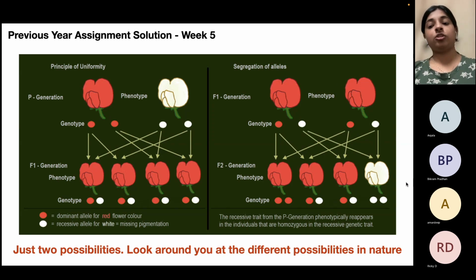This time in the progeny, you can see that there are four different types of genetic material that can be present, and there are different phenotypes also that can be visualized. In fact, there is presence of a recessive type as well, which was hidden in the first generation. However, this is a very simple model. Here there are just red and white flowers, but that is not the case with nature.